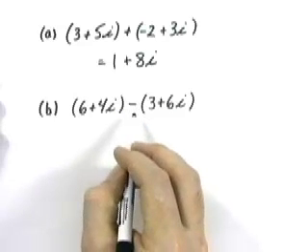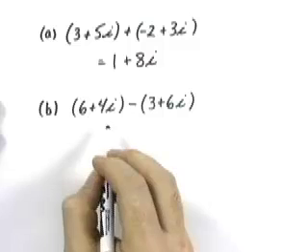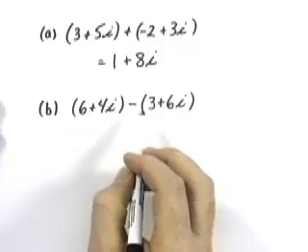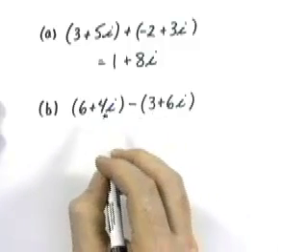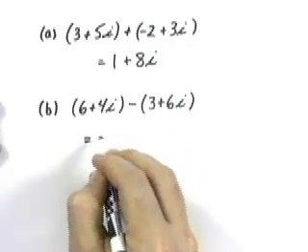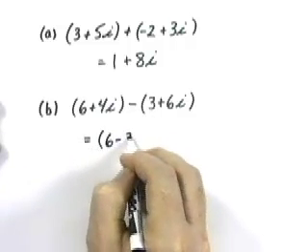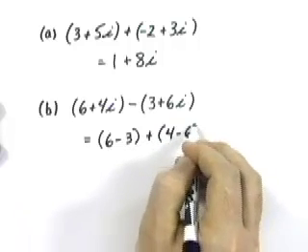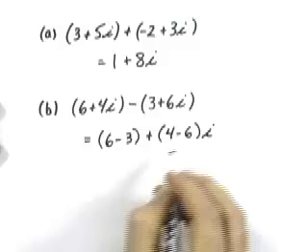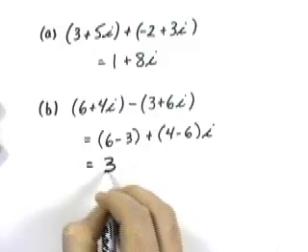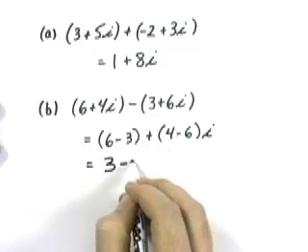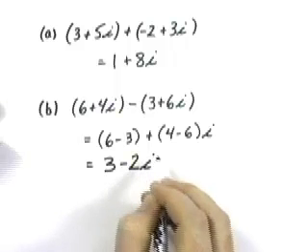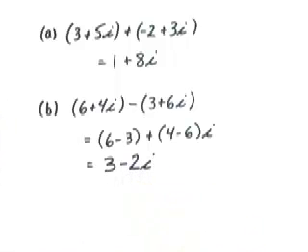What if we wanted to subtract complex numbers? Well, to subtract complex numbers, you subtract the real parts, and then you subtract the imaginary parts. So we would get 6 minus 3 plus 4 minus 6i. 6 minus 3 is 3, 4 minus 6 is -2, so the result is 3 minus 2i.